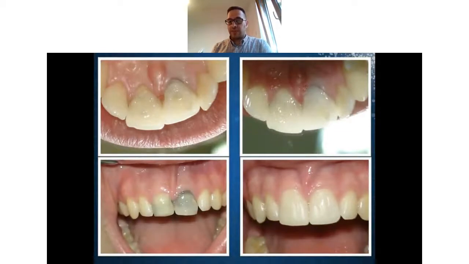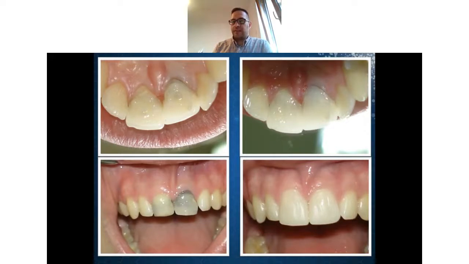So you can see the end results in this last photo on the lower right. Actually, the endo treatment was not done yet, but it looks perfect. The only thing that was supposed to be done was to finish the endo treatment. So it was continued and finished, and everything was okay.